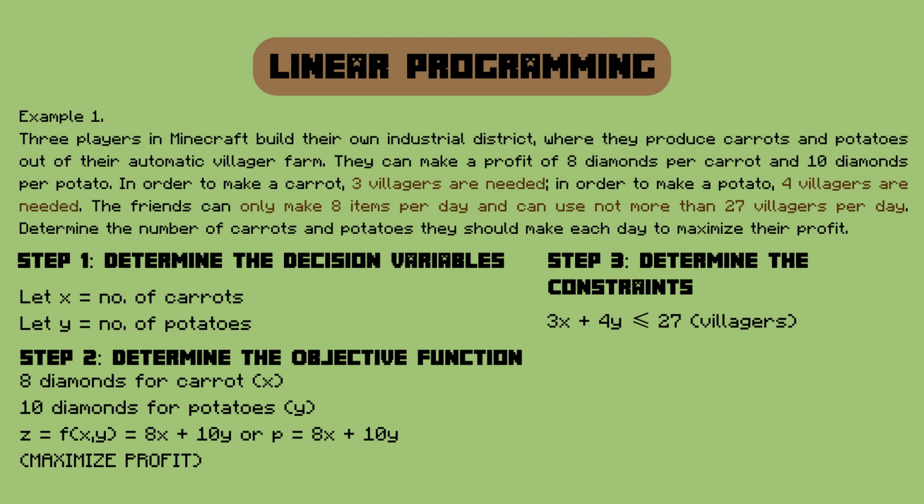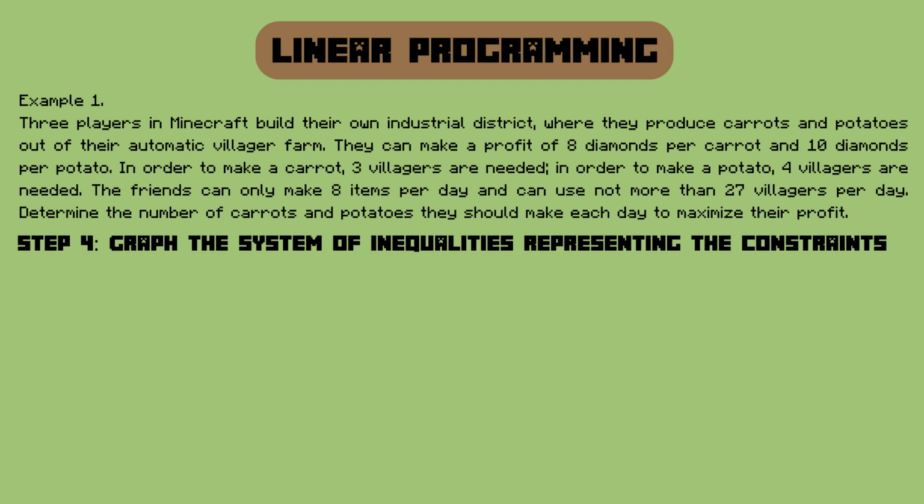Another constraint can be identified by the statement, the friends can only make 8 items per day. This leads to our second constraint on the number of items produced, which is x plus y is less than or equal to 8. If there are no more constraints to be determined, we move to step 4, which is to graph the system of inequalities representing the constraints.